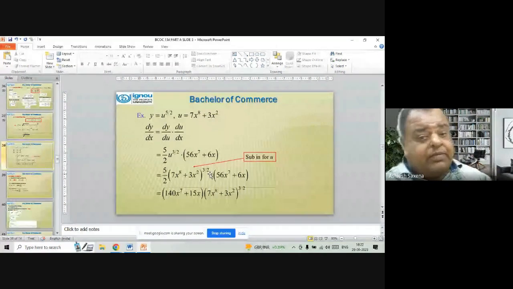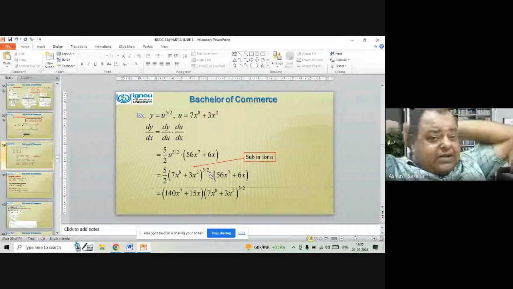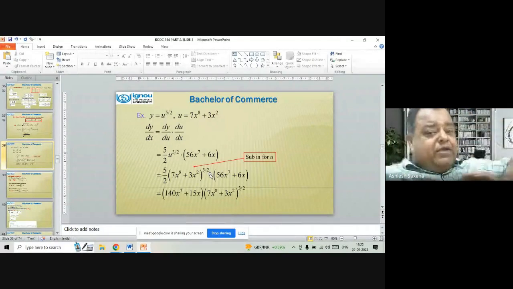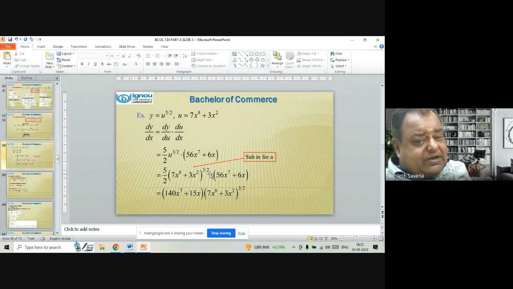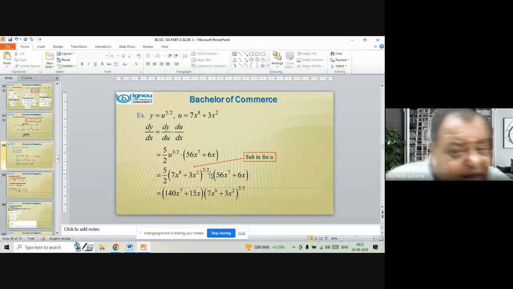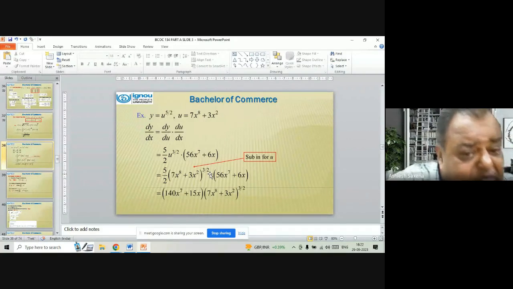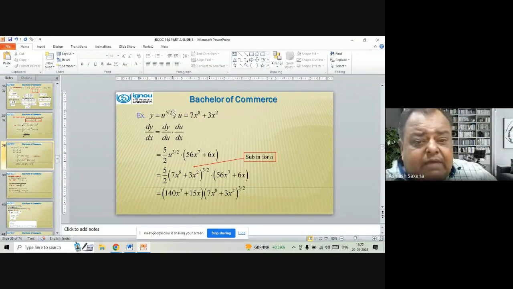See another problem. You have y = u^(5/2), where u = 7x^8 + 3x². I have to calculate dy/dx. Here dy/dx will be equal to dy/du into du/dx. For calculating dy/du, I bring this 5/2 in front and reduce the power by 1.